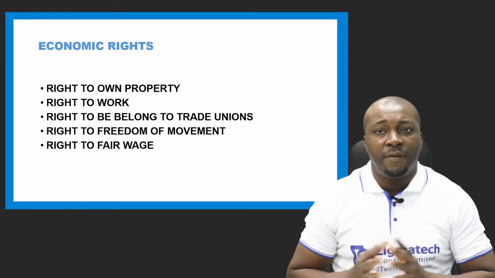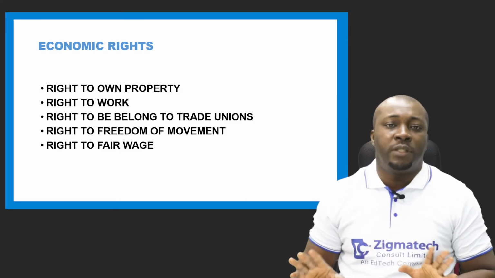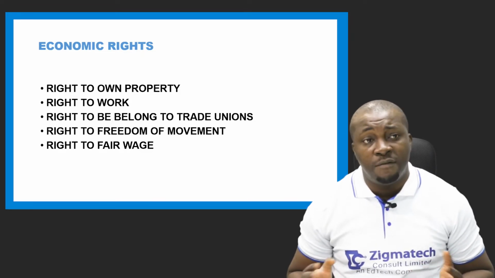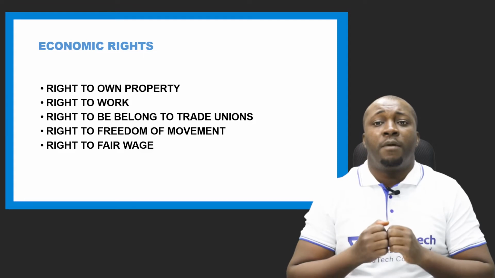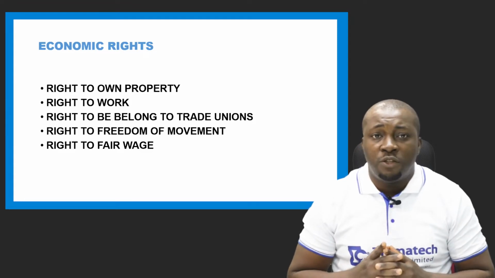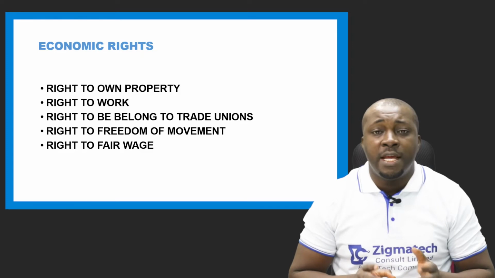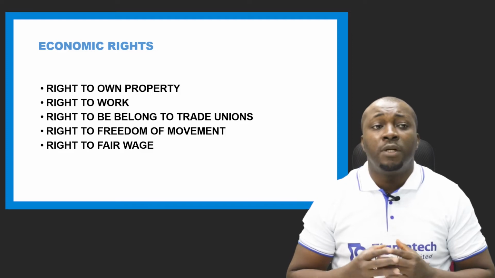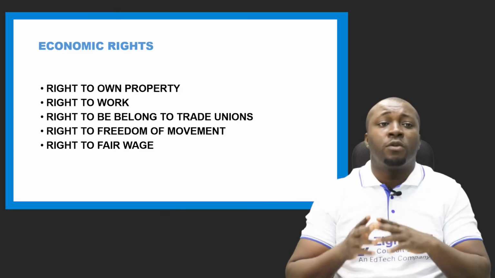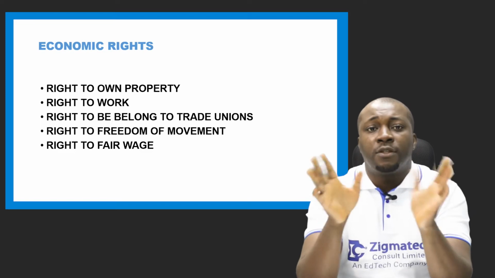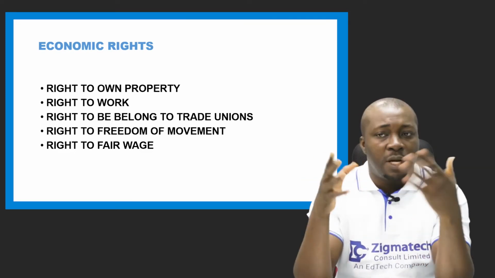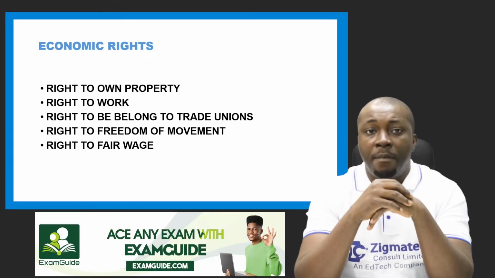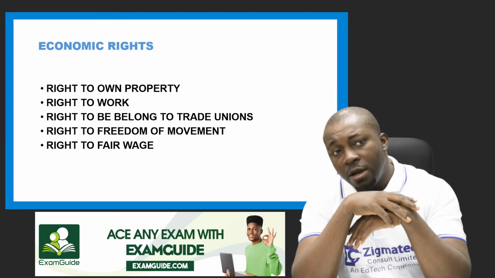Now, examples of economic rights: one, right to own property. Of course, people own property from which they make money. People invest in properties. Also, we have right to work. Your right to work is an economic right to find any engagement, any occupation from which you earn your living. We have right to belong to trade unions. These are what we call workers' associations, associations that are formed by a particular group of workers from which they can make claims on their rights or make their demands from either the employer or the government.